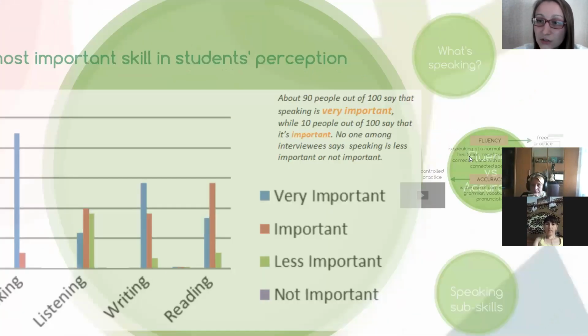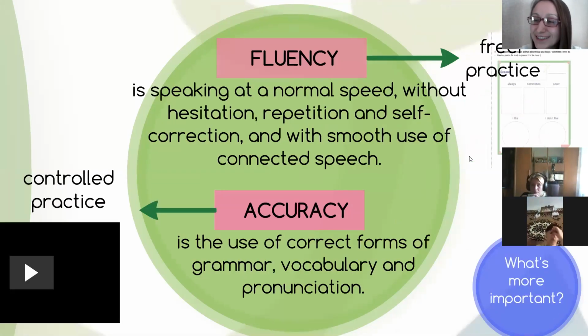So I put some key points here, and I'm sure that you are familiar with them. That is fluency and accuracy. Speaking incorporates fluency and accuracy. I believe that when you assess your students, you use these two criteria. Fluency is speaking at normal speed, without hesitations, without repetitions, without self-correction, with smooth use of connected speech. That's how we actually speak in our first language.